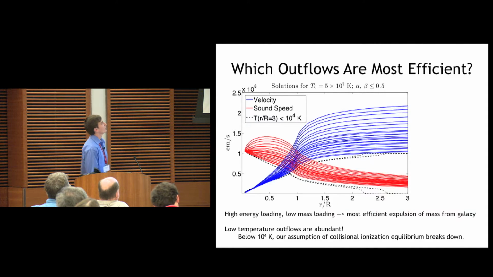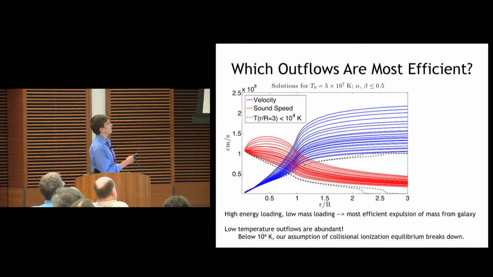So this leads us to another question which helps me to build some physical intuition, and that's which outflows are most efficient. So what I've done here is I've plotted a number of different galactic wind solutions, and each of them have the same central temperature. So here I'm plotting velocity, I'm also plotting sound speed, so this top curve here for velocity and this sound speed curve here in red are the same wind run for our model.